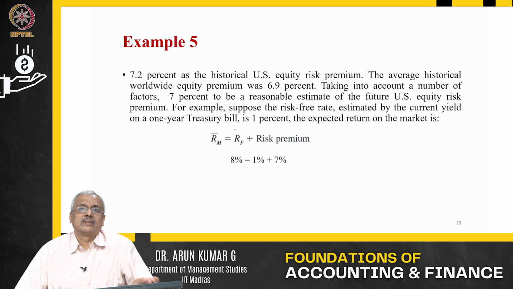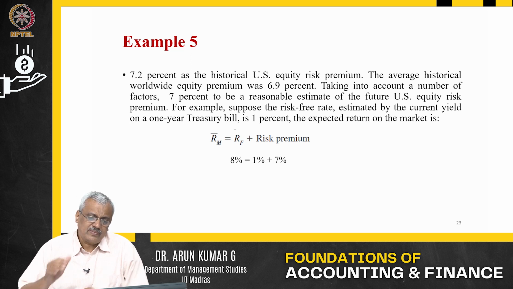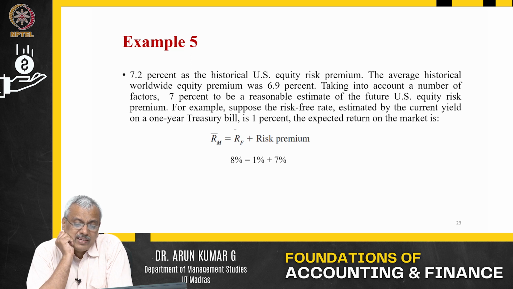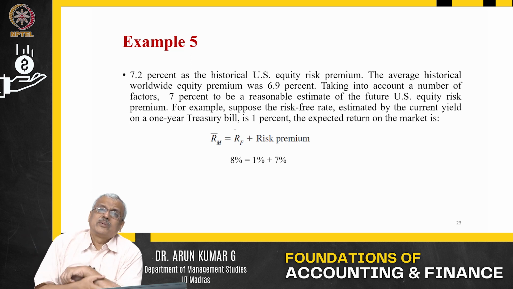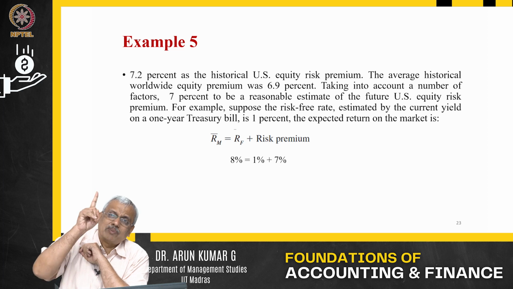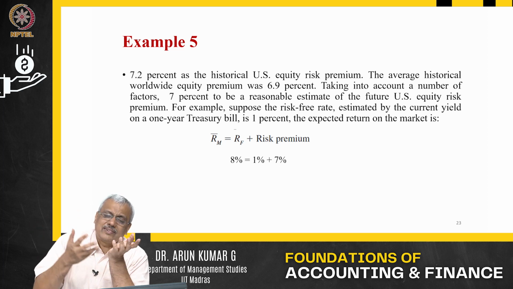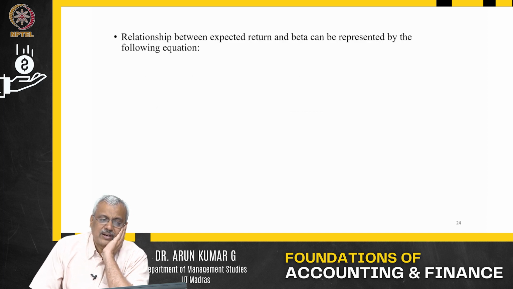I have some examples here. 7.2% has been the historical equity risk premium. The average historical worldwide equity risk premium is 6.9%. Taking into account a number of factors, 7% is a reasonable estimate for the future US equity risk premium. So taking the risk premium as 7%, suppose the risk free rate, the current yield, is 1%. What is the return of the market? Risk free rate is 1%, beta of the market is 1, risk premium is 7, so 1 times 7 plus 1% gives 8%.